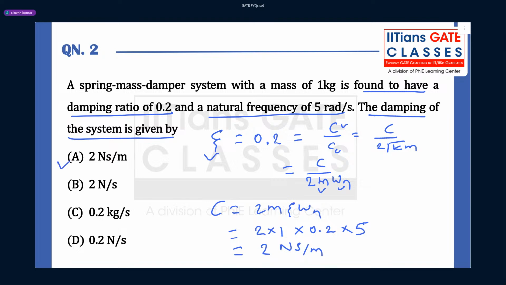Now, how can we check whether whatever we have done is correct or not? We can check in a simple way. We know, guys, the force due to damping is always given by F equal to C x dot. Now what is the unit of C? It will be Newton divided by meter per second, since x dot is velocity. So the unit is Newton second per meter. Clear everyone? So A is the correct answer.